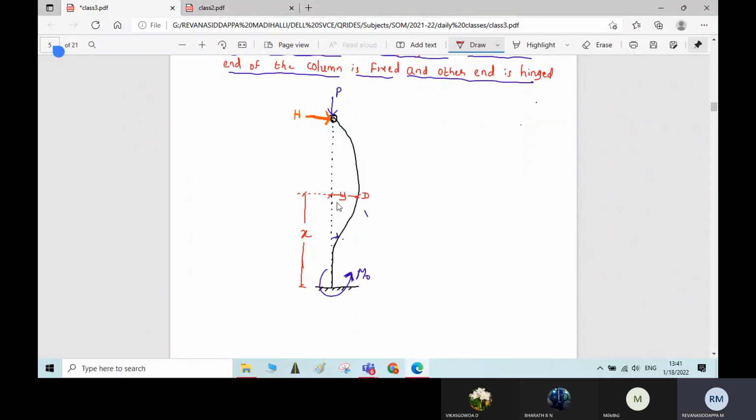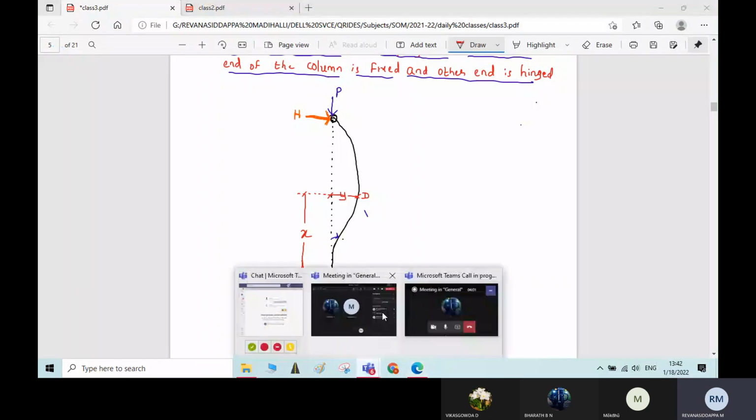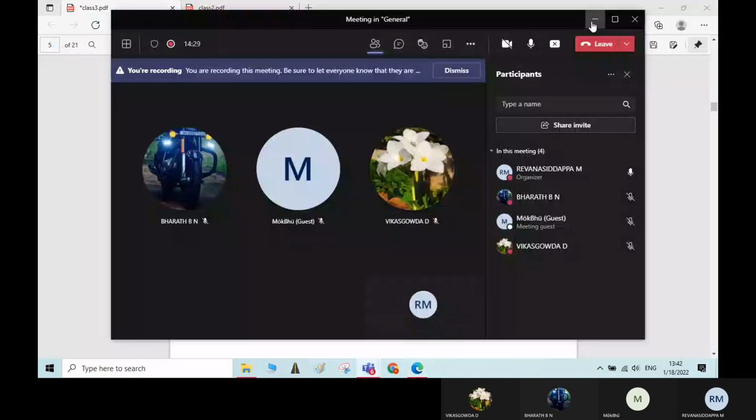Okay, it is same for all derivations, correct? Consider a section of the column at a distance X, and the corresponding displacement I have assumed as Y at a distance X. So all of you understood up to here, students? Yes, sir.